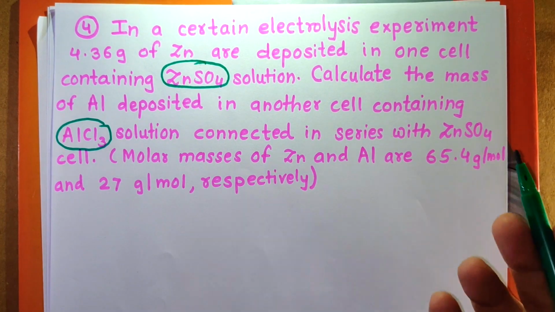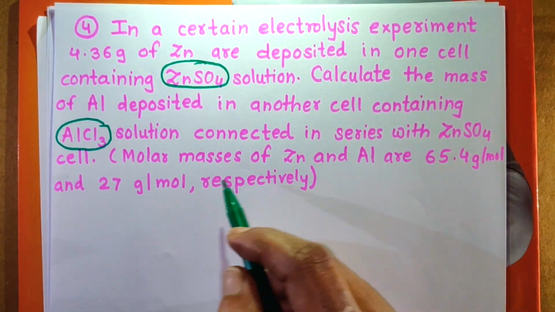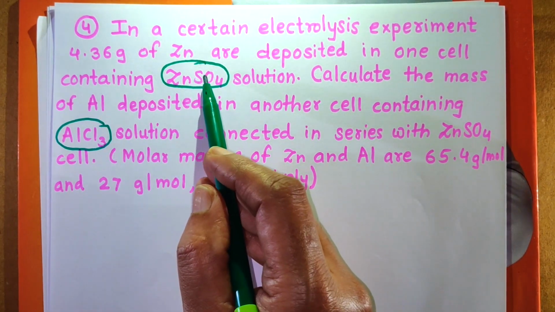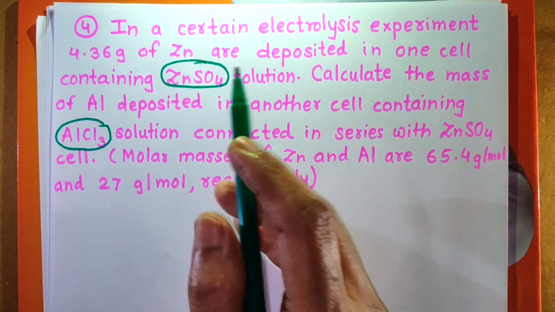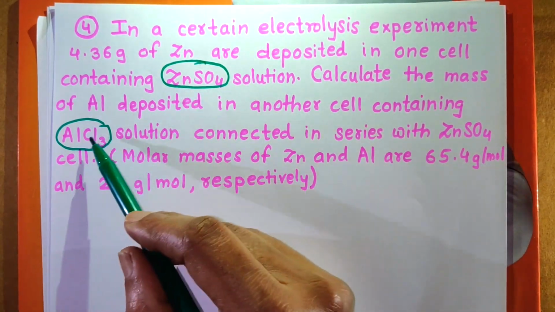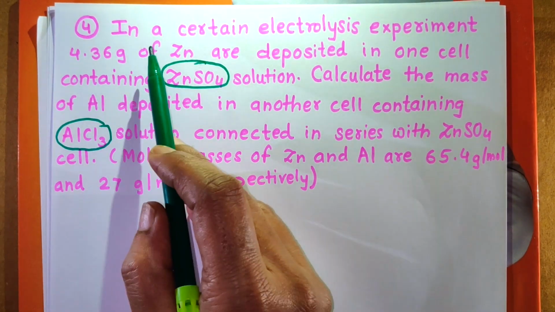The B part we have studied in the quantitative aspects of electrolysis, that is when two electrolytes or two electrolytic cells are arranged in series, then what is the relation between the masses of these two metals? Now what is given to you here?